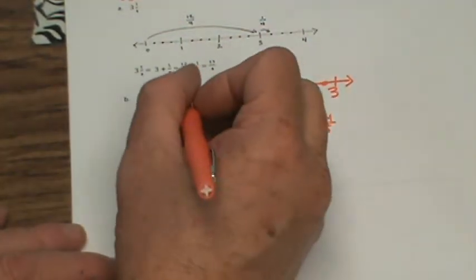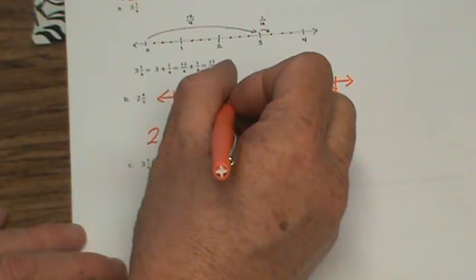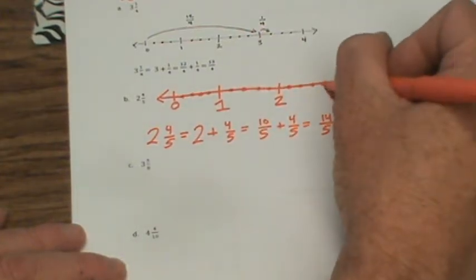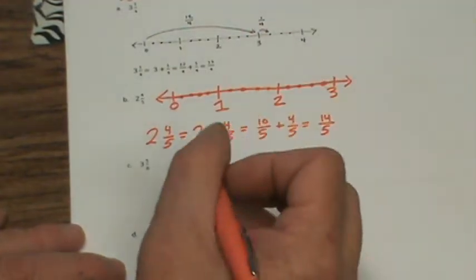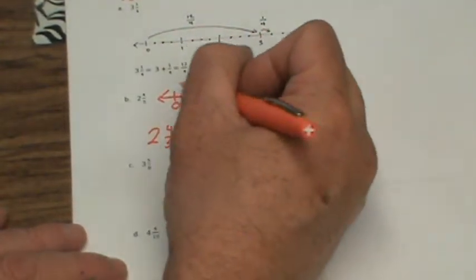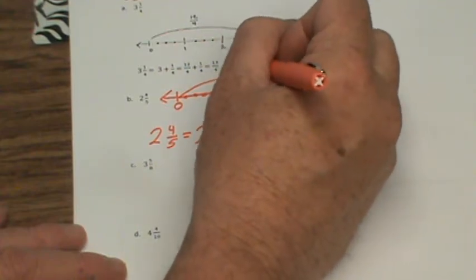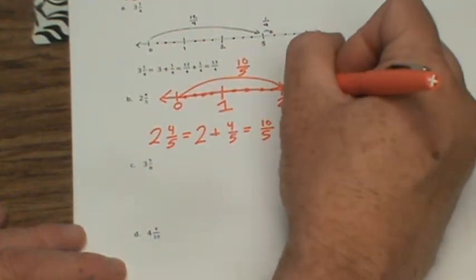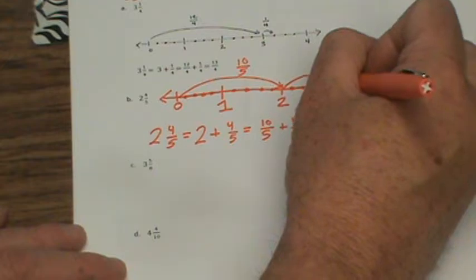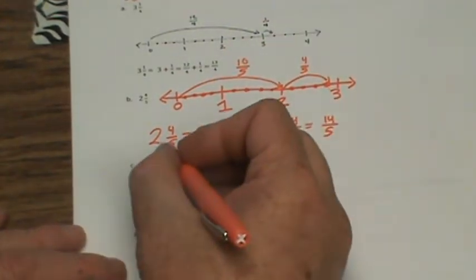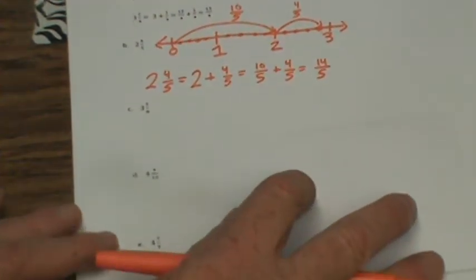Let's count them out. 1, 2, 3, 4, 5, 6, 7, 8, 9, 10, 11, 12, 13, 14. Looks like 2 4/5 to me. So the first thing we did was 10/5. That gives us right to 2. And then we added the 4/5. So we got 14/5. So 2 4/5 is equivalent to 14/5.